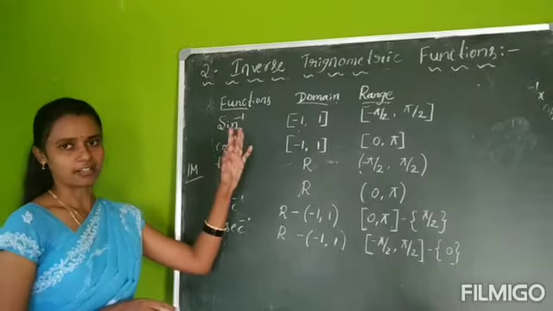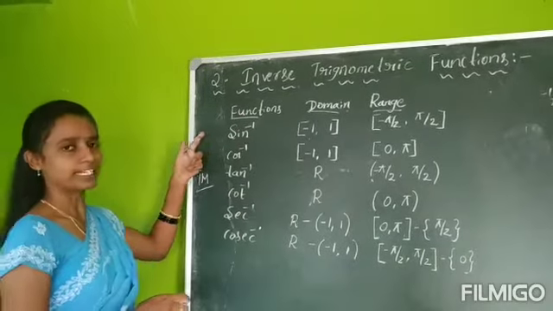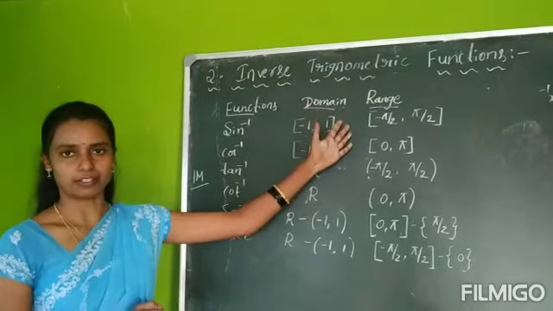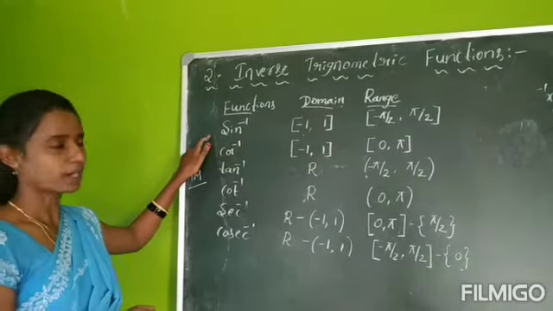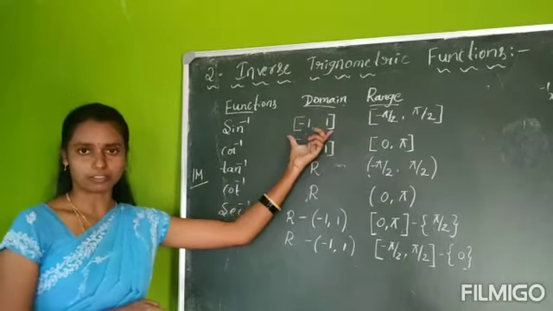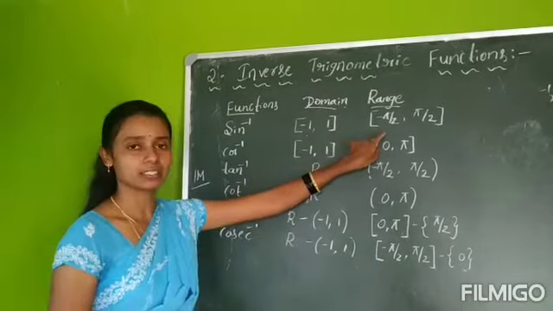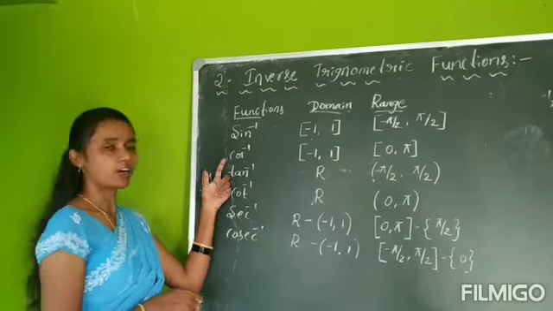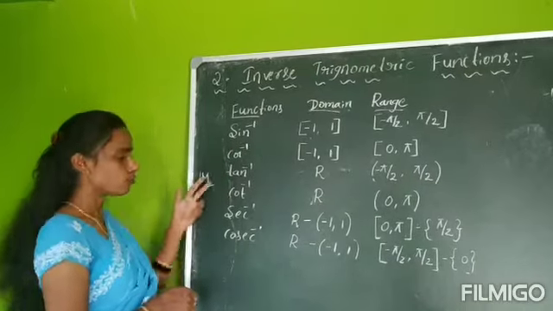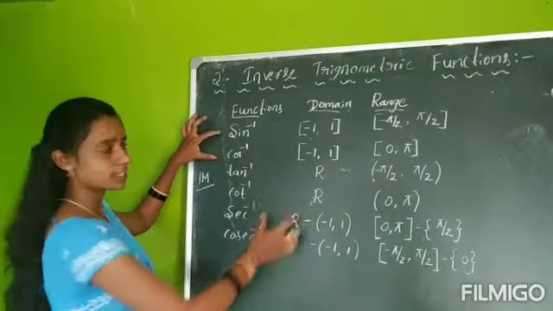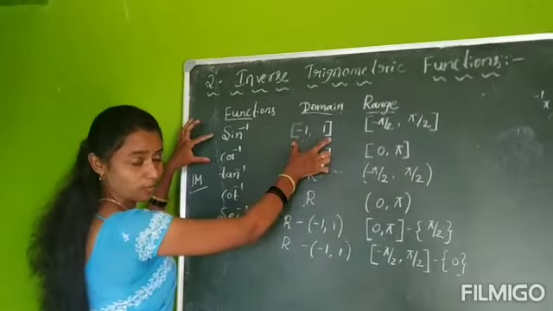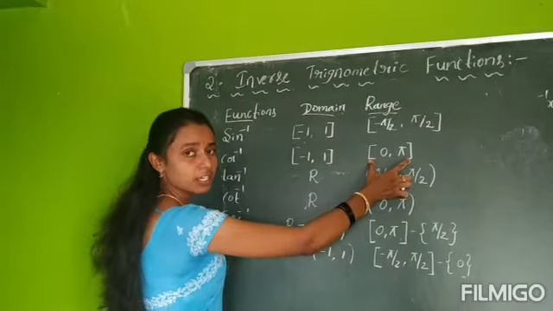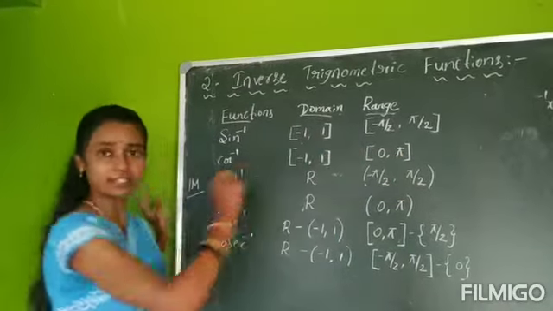Sine inverse, domain and range. This is the table for sine, cos, tan, cot, secant and cosecant, their domain and range. So the sine inverse domain is minus 1 to 1, a closed interval, and the range is minus 90 to plus 90 degrees, again a closed interval. For cos, this is easy to remember for 2 functions. Sine has the domain of the closed interval minus 1 to 1, and cos is also the same. The only difference is the range, which is the closed interval 0 to 180 degrees.